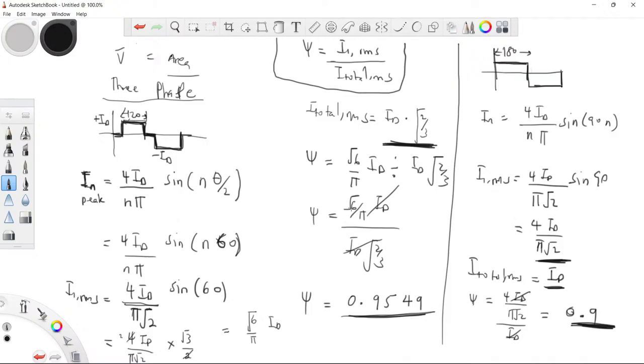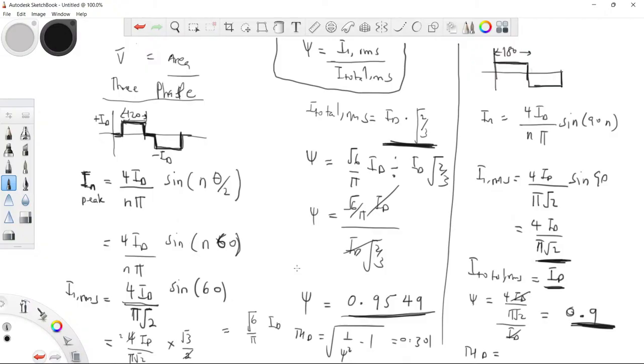And once you have distortion factor, you can find total harmonic distortion. That's square root of 1 over psi squared minus 1. I think here is 0.301 or something. I'm not sure. I've forgotten. Then here too, same thing. Just use the formula to get what they are. So this is how you calculate the distortion factors.